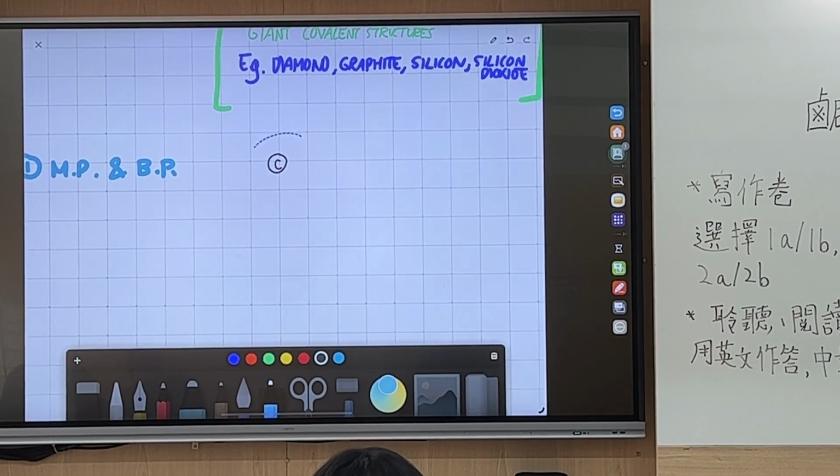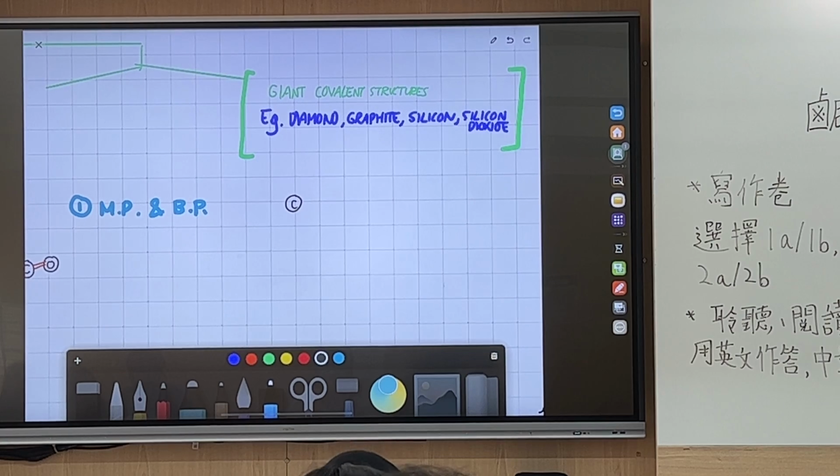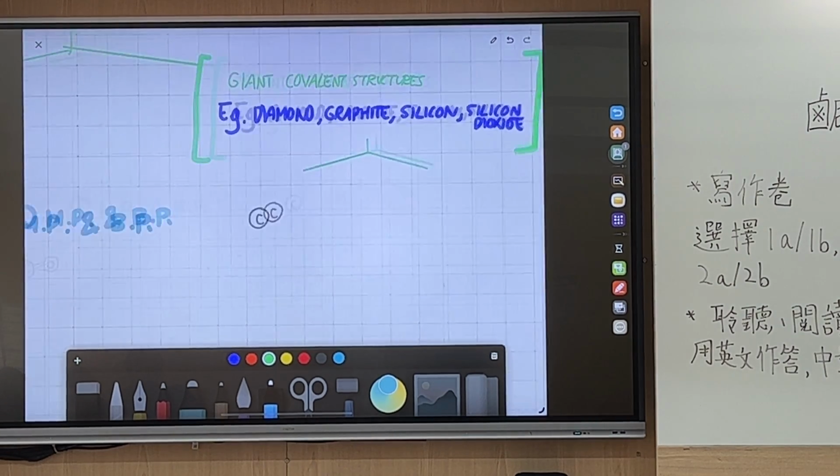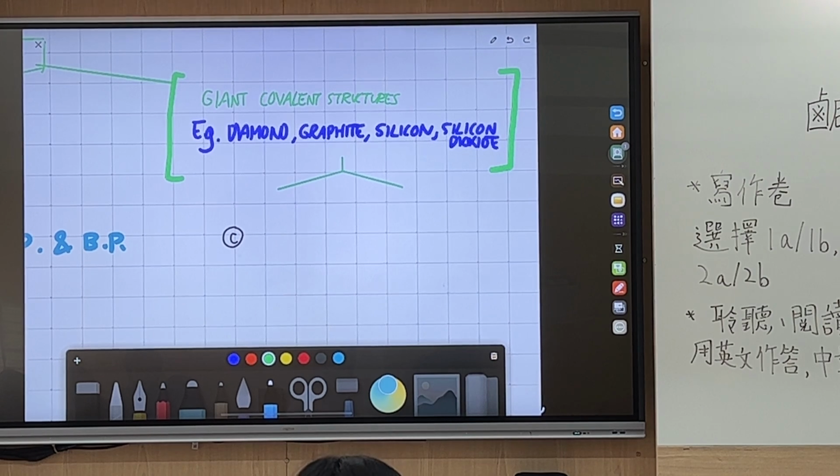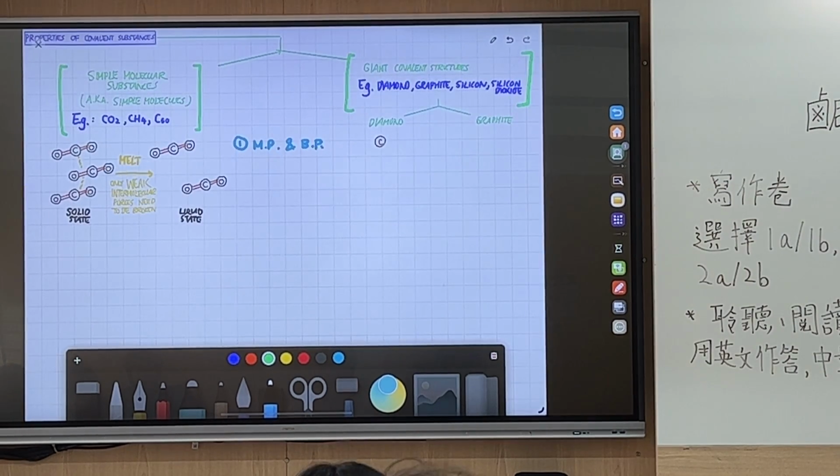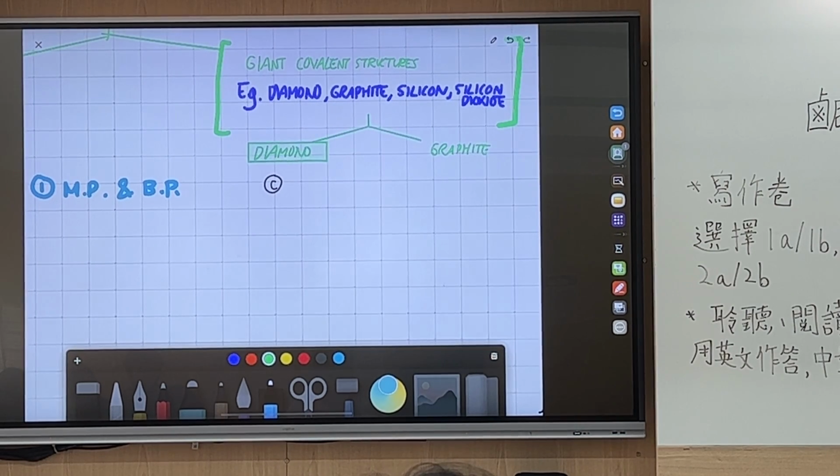So can you split this off into two parts under giant covalent structures? Because we often compare two forms of carbon. One is diamond. The other is graphite. While both of these are classified as giant covalent structures, as you'll discover, they have some slight differences.